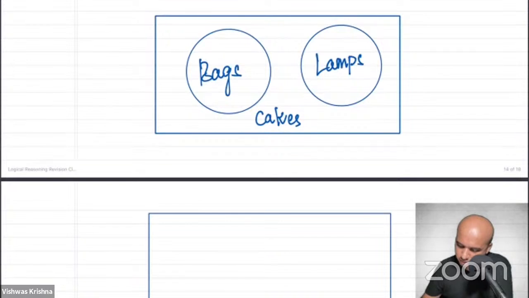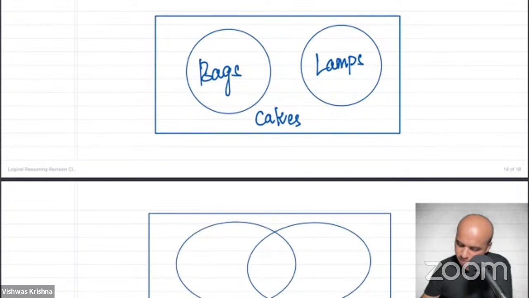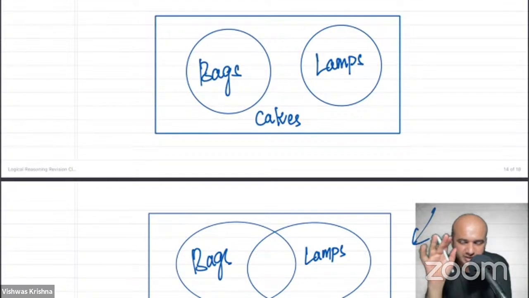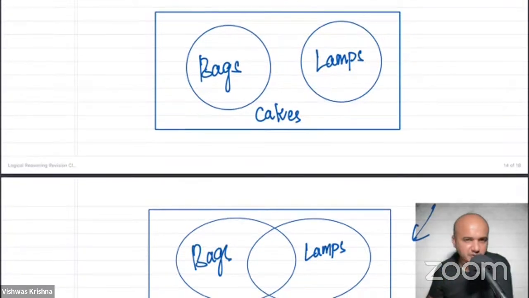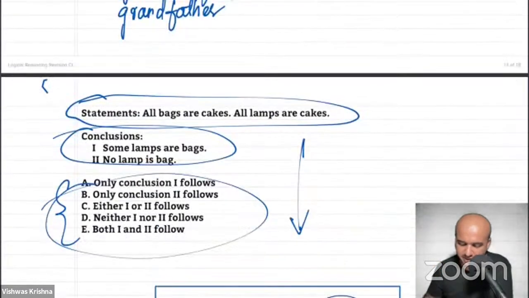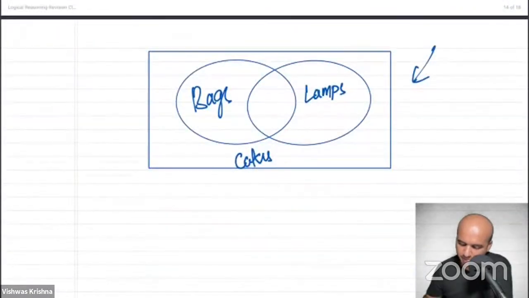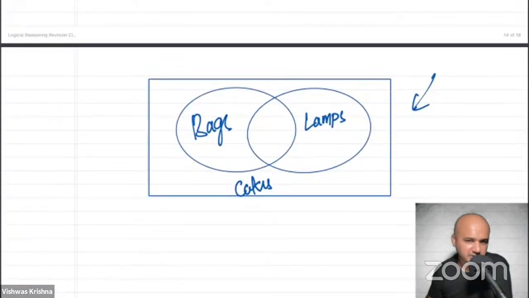Now let this be bags, let this be lamps. Now I will call this bags, these are lamps, and these are cakes. Even now, whatever is there in the question is satisfied. All bags are cakes, all lamps are cakes. That is what is there in the question. We have already satisfied that. All bags are cakes, all lamps are cakes, isn't it? Going by this diagram too.